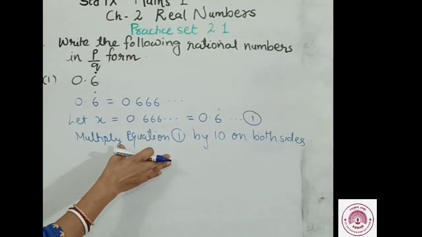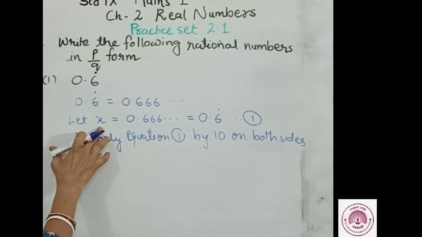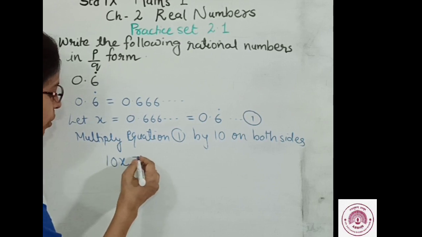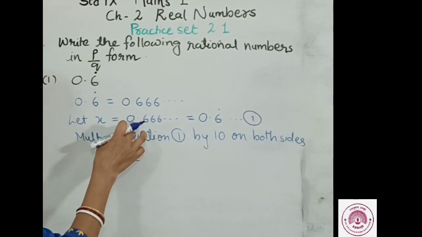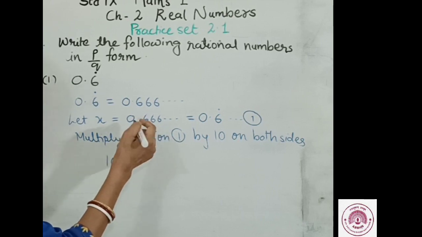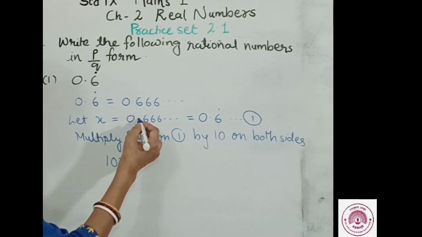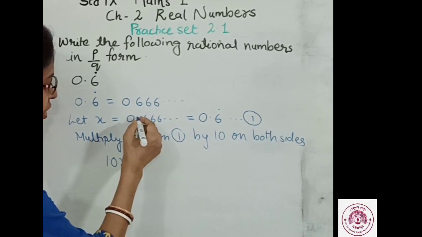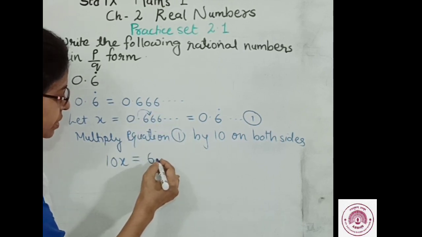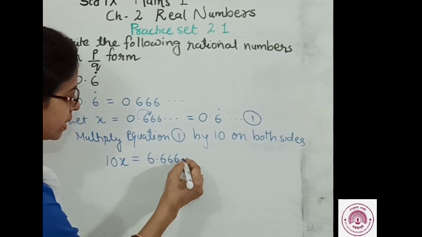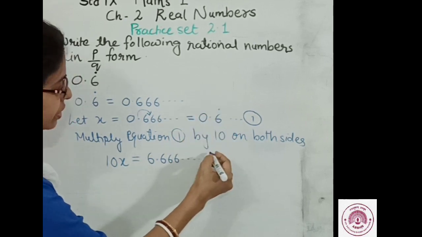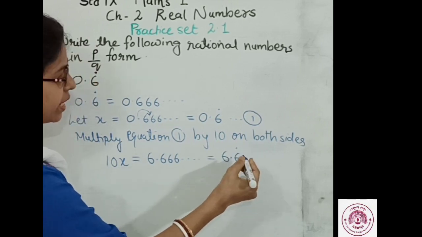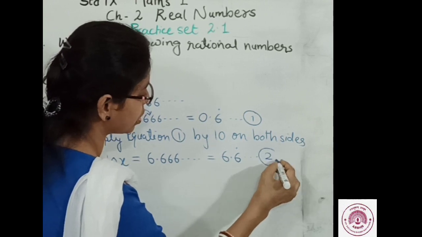Okay. So here we are multiplying this equation by 10 on both the sides. So therefore 10 multiplied by x is equal to 10x. Now 10 multiplied by 0.666... So what will happen here? When we multiply with 6, this decimal point will shift towards the right by 1 position. So we can write this as 6.666..., or the same can be written like this also, that is 6.6 dot. So let this equation be equation number 2.